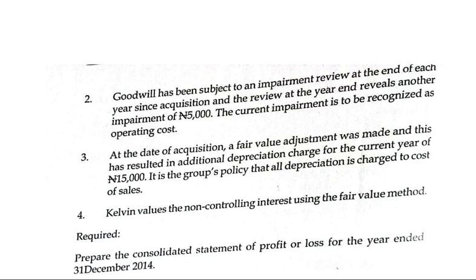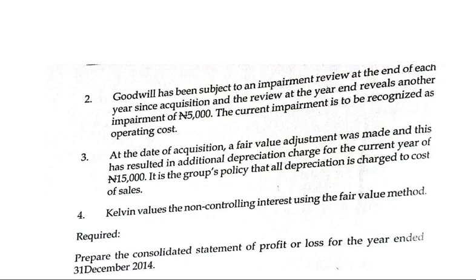And they said goodwill has been subjected to impairment review at the end of each year since inception. The review at the end of the year reveals another impairment of 5,000. The current impairment is to be recognized as operating cost as directed. You have to take this impairment and add it to the operating cost for the year. Don't forget. And then at the date of acquisition, there's a fair value adjustment, which is an additional depreciation charge of 15,000. This is charged to cost of sales. You appropriate it as has been advised.